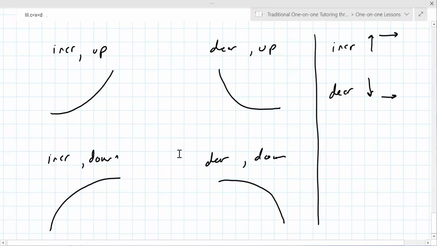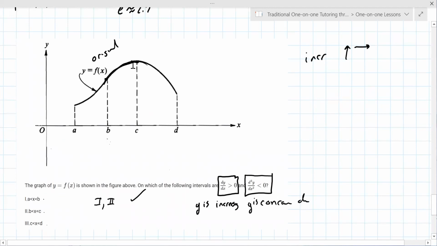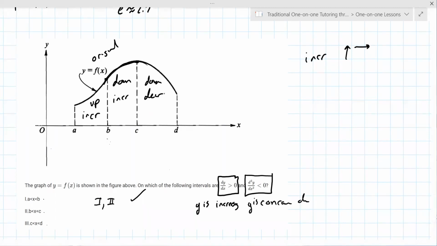When we look at the graph here, we say from A to B, it's concave up and it's increasing. From B to C, it's concave down and it's increasing, because it's going up and to the right. C to D, it's concave down, but it's decreasing. These symbols down here are just those words, but in symbols.